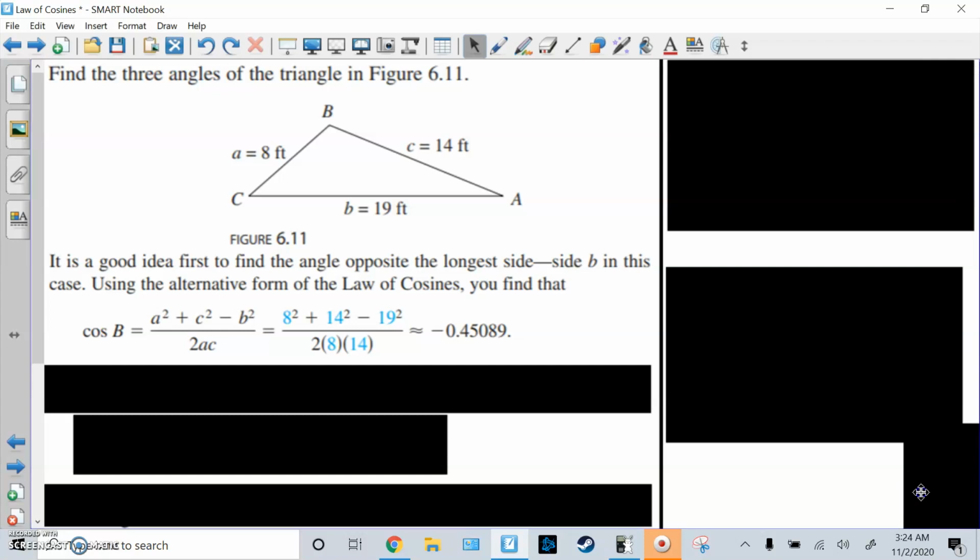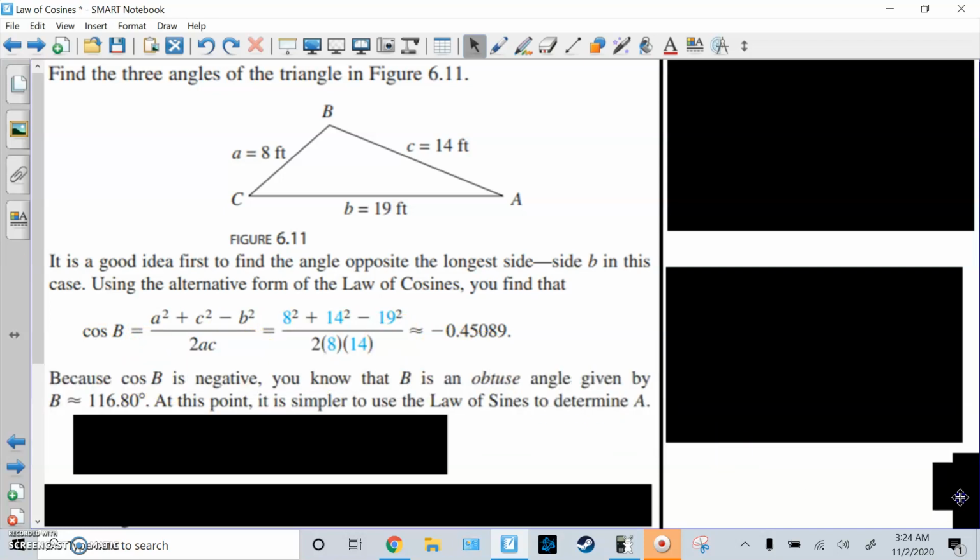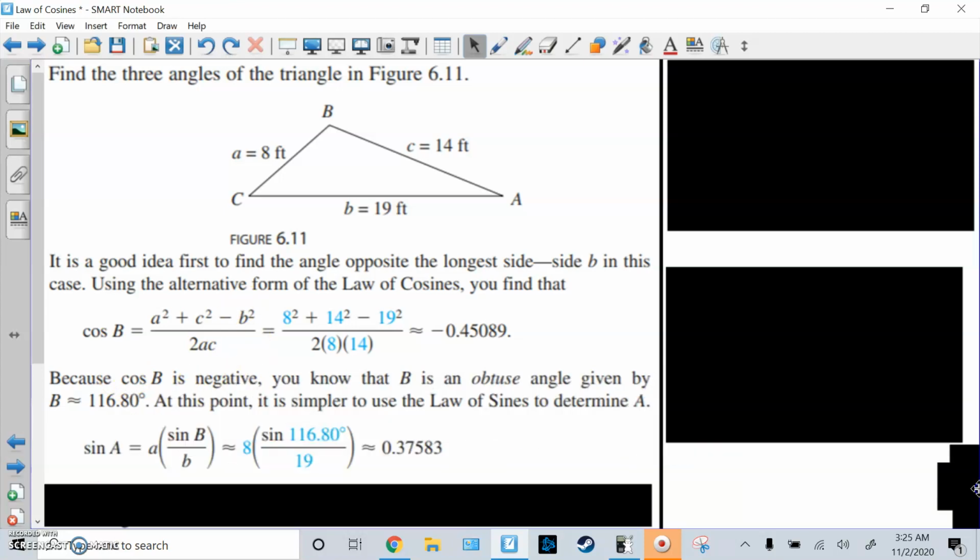So with the law of cosines, do one of them at a time. Let's find B first. We can fill in A, B, and C. Then we get cos B equals negative 0.4. Can cosine be negative 0.4? The answer is yes. Cosine is negative in quadrants 2 and 3. It is obtuse in quadrant 2, so it's 116 degrees, because it has to be between 0 and 180. Once we know one angle, it's better to use the law of sines.